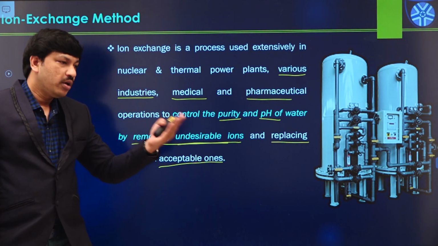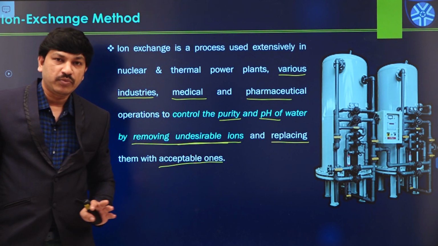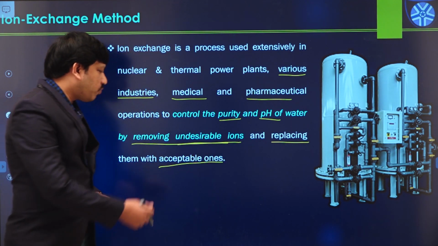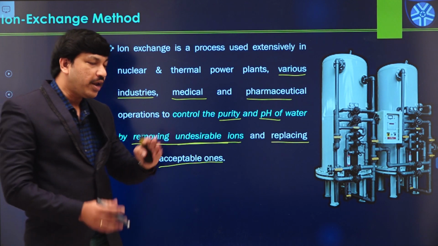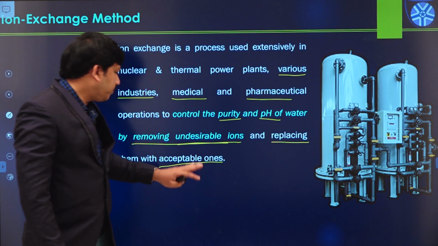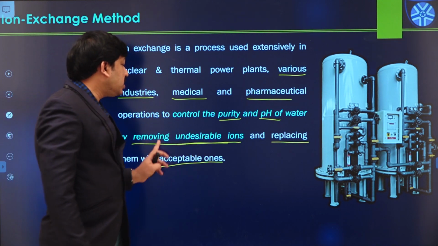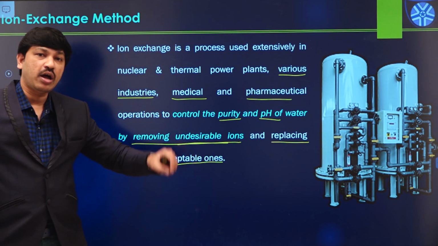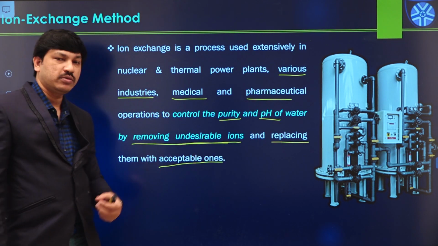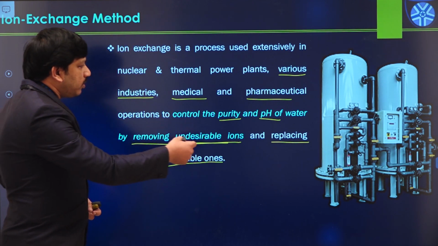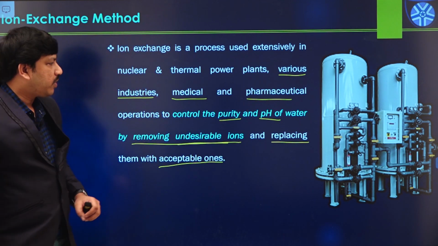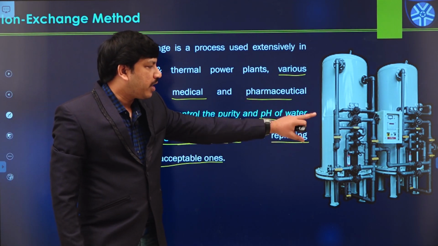Acceptable ones means, maybe if sodium is available in our water sample, no problem, or if hydroxide ions are available, no problem. Whatever ions are not creating any damage to our particular requirement, we can introduce into the water. So this method removes unwanted, undesirable ions from the water sample by replacing them with the acceptable ions. Okay, here we can see the block diagram of the ion exchange unit.